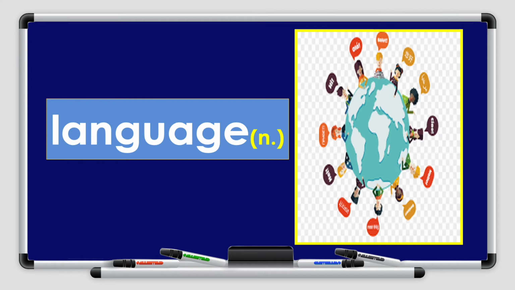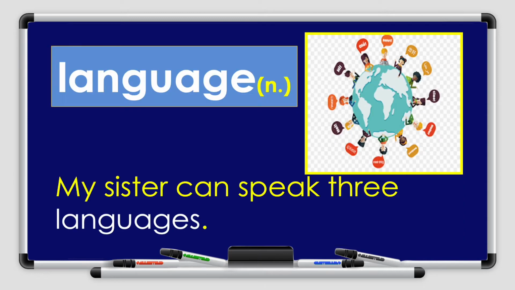Next we have the word language. Language. Repeat after me, boys and girls. Language. One more time. Language. Great job, boys and girls. Language is a noun. Now let's use the word language in a sentence. My sister can speak 3 languages. 1 language, 3 languages. Arabic is a language, English is a language, French is a language, Italian is a language as well.